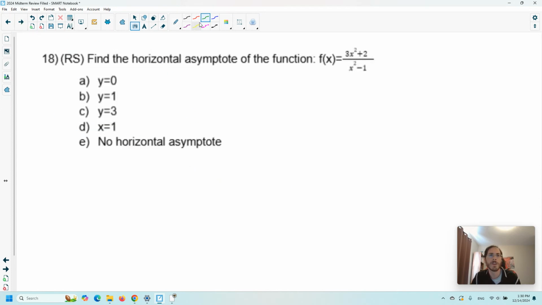All right, for 18, we got to find the horizontal asymptote. So again, to find the horizontal asymptote, we want to take the limit as x approaches infinity or negative infinity. I can see because we're squaring it, they're both going to give us the same one. So I don't need to double check negative infinity, but just remember it would be plus or minus infinity of 3x squared plus 2 over x squared minus 1.